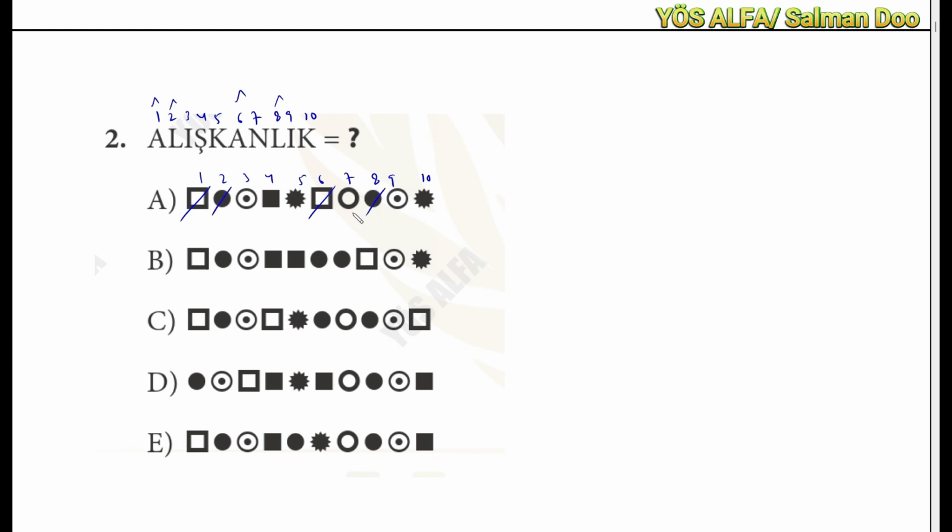2 and 8 are equal. And 3 and 9 are equal. 5 and 10 are equal. So we're left with only 4 and 7. They are not equal. And here, 4 and 7 are not repeating anywhere else in this given sequence. So that must be the answer.